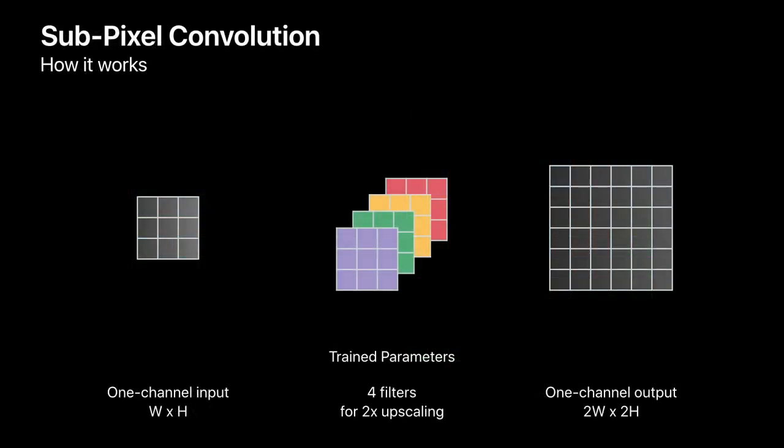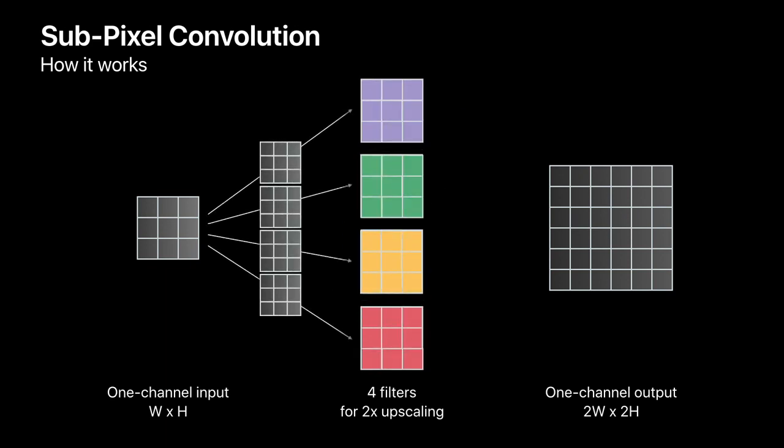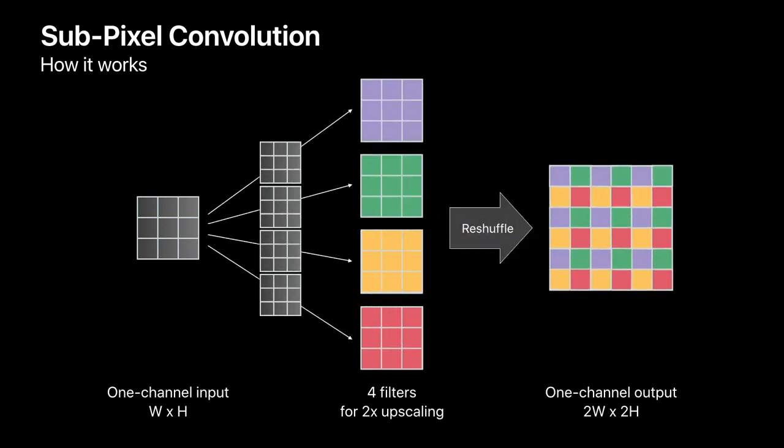For subpixel convolution, your filters are not constant. Your filters are learned from the data. They are your trained parameters that you get from the training step where the system was trained to do this task, to do image upscaling. So for 2x upscaling, you get 4 filters. For 4x upscaling, you get 16 filters, and so on. So for our 2x upscaling, we get our 4 filters, and we apply them to the input data. And then the output of that operation is reshuffled to get your final full resolution image.